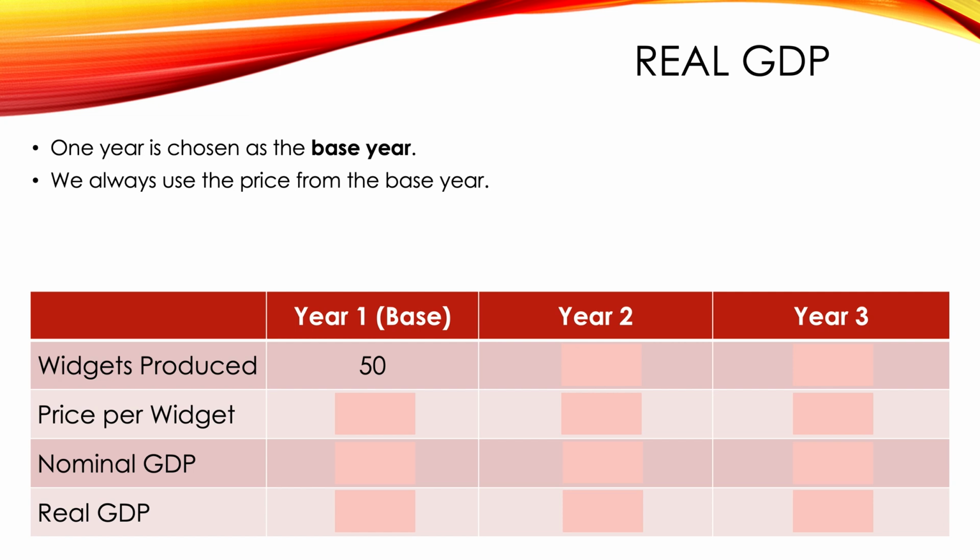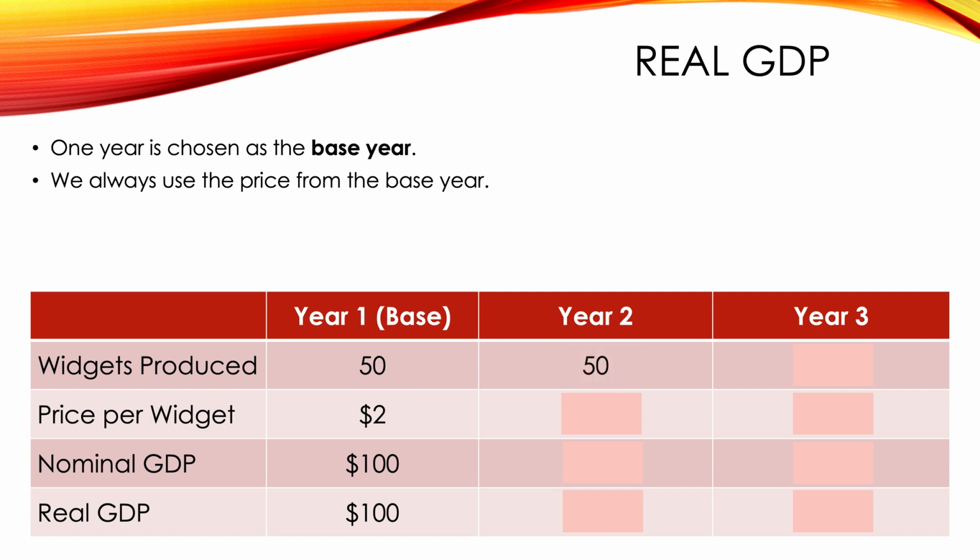Year 1, 50 widgets produced. Let's imagine that the price of a widget is $2. What would be the nominal GDP for year 1? Well, 50 widgets, $2 per widget. That would be $100. Now, what's the real GDP for year 1? Well, that's easy because we only have one price to use. It'd just be $100. In the base year, real GDP and nominal GDP are always the same number. Always.